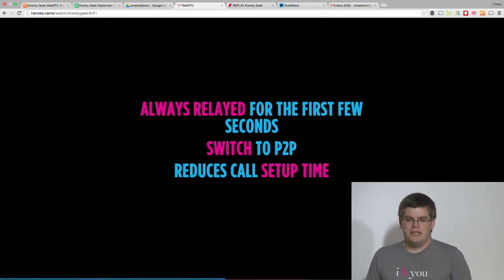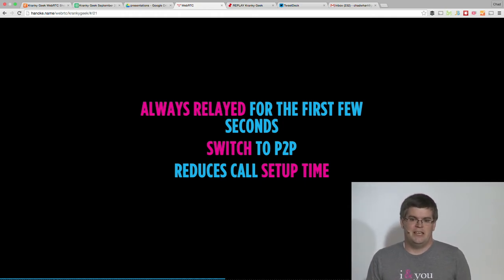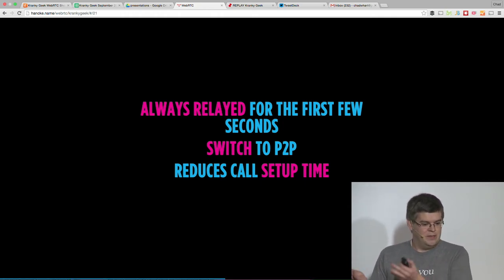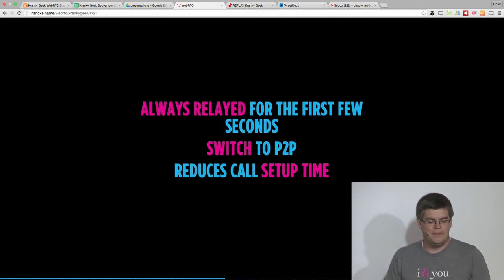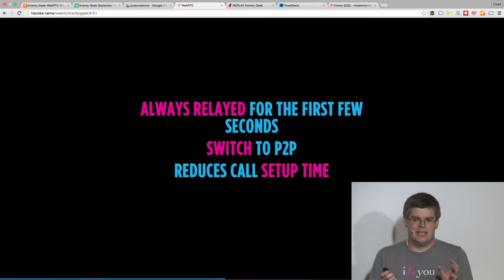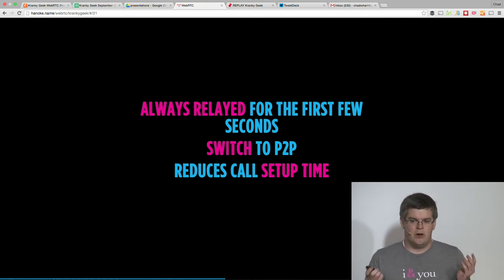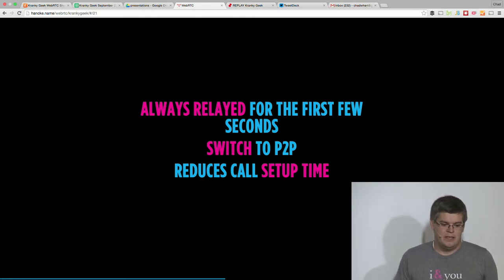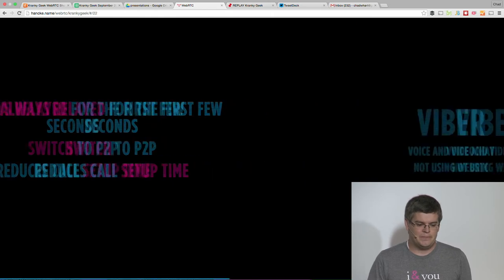And one of the most interesting things I found was that the call is always relayed for the first few seconds. Emil told me about that, that this would be a great idea, and I found it to be true for WhatsApp. If they can switch to peer-to-peer, they go to peer-to-peer to take the load off the TURN service they have. So they're using a service they call a conference bridge, 50-something in Ireland. And again, this reduces the call setup time.